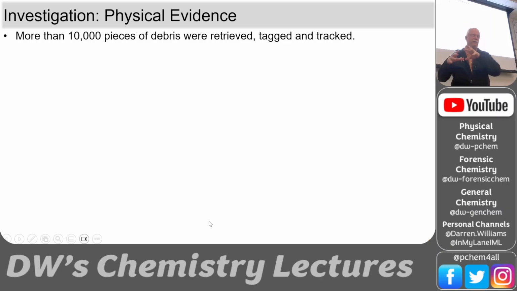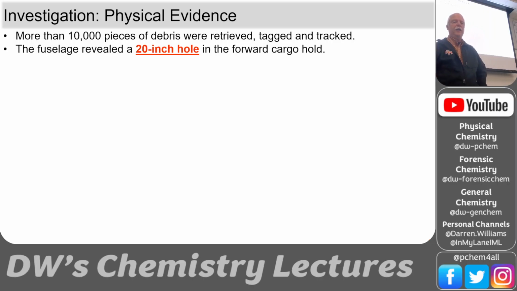So this debris field was over a village in certain areas in Scotland, and they came and got all of the debris and took it to an airplane hangar, and they laid it all out and tried to figure out what caused this airplane to crash. They figured it was terrorism, but they wanted to figure out what it was. They found a 20-inch hole in the forward cargo hold. So this wasn't in the passenger compartment, it was down in the cargo hold. The skin of the aircraft had been ripped open. So that was an event inside the cargo hold that blew out.